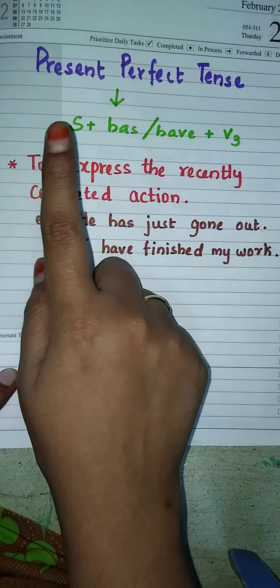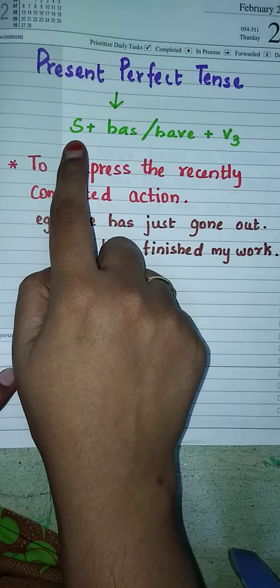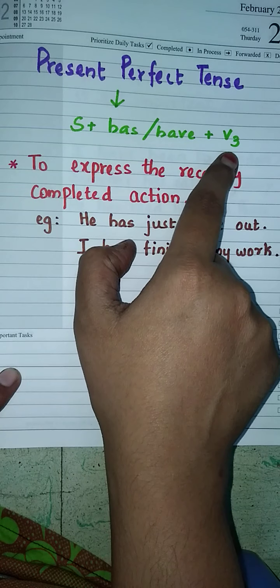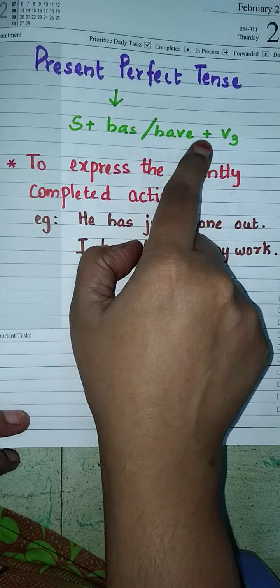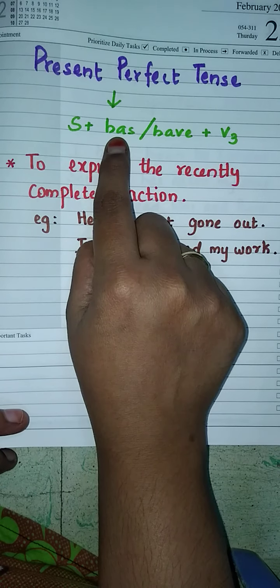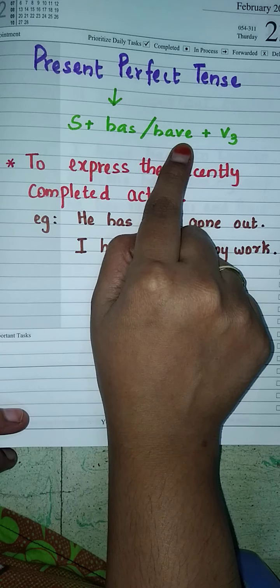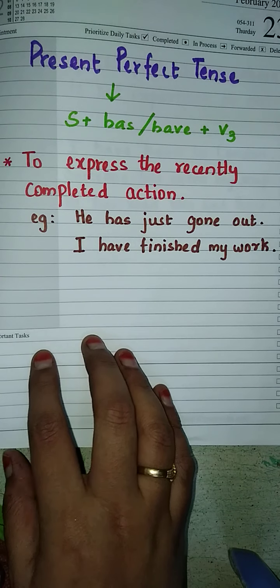In present perfect tense, we use the sentence structure subject plus has or have plus V3 form of verb. The third form of the verb should be used after the helping verb has or have, and has should be used with a singular subject and have should be used with a plural subject. Okay, let us start seeing the situations.